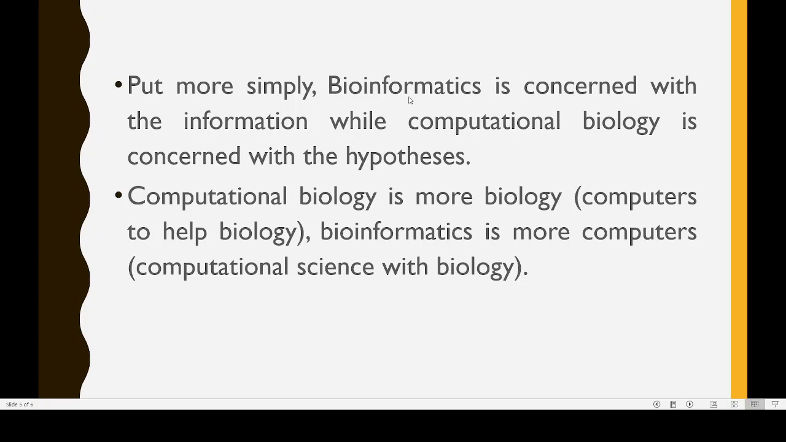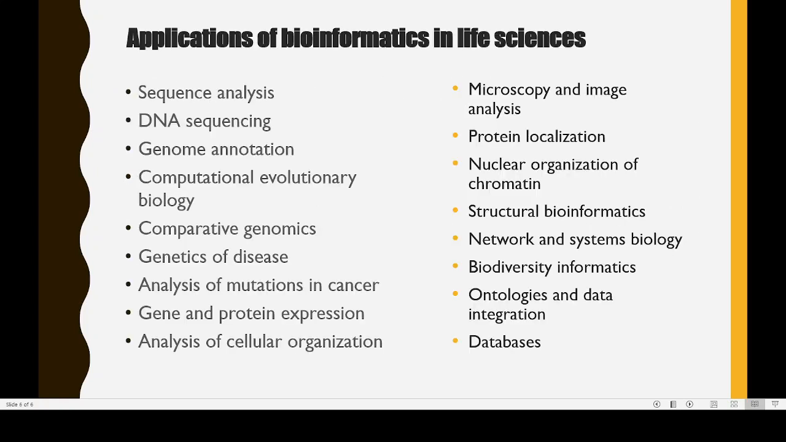So to put more simply, bioinformatics is concerned with the information while computational biology is concerned with hypothesis. Or you can see that computational biology is more biology, computer science to help biology, whereas bioinformatics is more computational science with the biology. So that is how both are slightly different from each other, but people are using both in a slightly interchangeable way. So either you can use computational biology or you can also use the term bioinformatics.